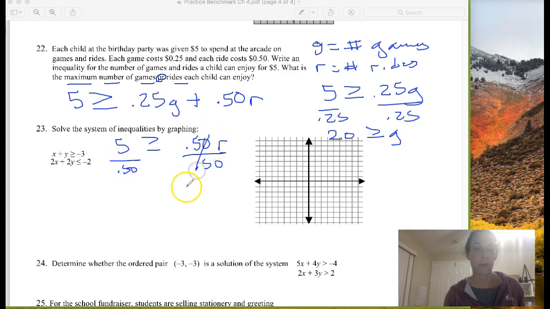You could divide by 0.5, it's the same thing. If I do 5 divided by 50 cents, I'm going to get 10 rides. So the rides have to be less than or equal to 10.